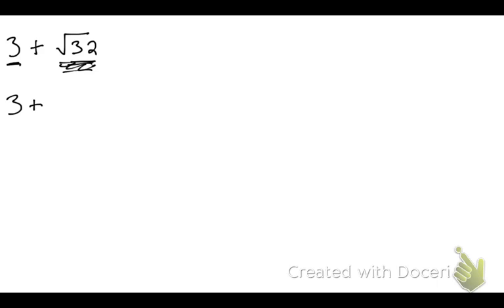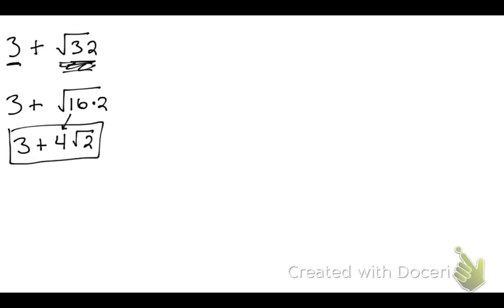32, well, that's 16 times 2. And the square root of 16 is 4. So this would be 3 plus 4 times the square root of 2. And this is the best I can do. I can't combine these. These aren't like terms. This is a lot like having 3 plus 4x. They're just not like terms. They're not the kinds of things that I can combine.